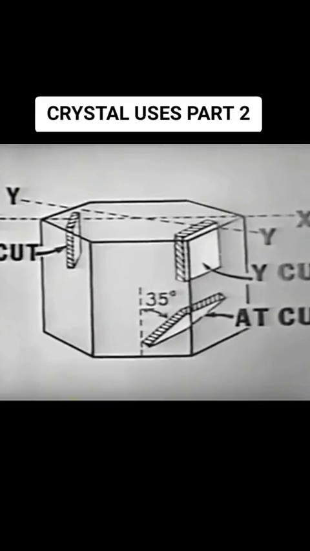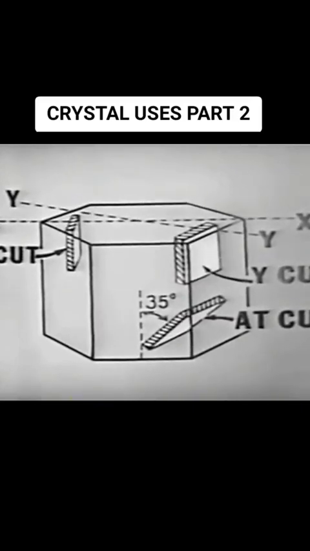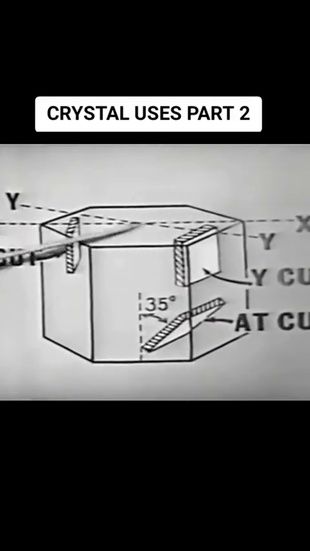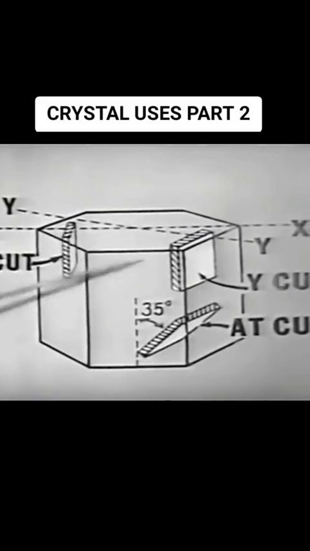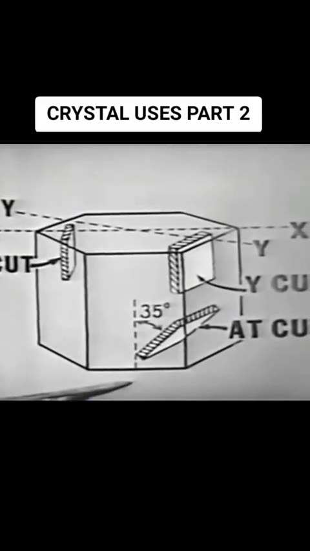The first cut is made perpendicular to the x-axis, which you will recall passed through the corners of the crystal, perpendicular to that axis and parallel to the z-axis. Let's go over and I want to show you the actual cuts now.